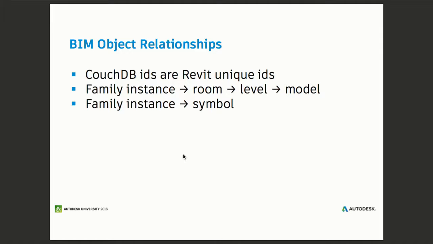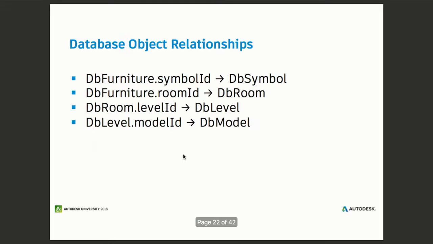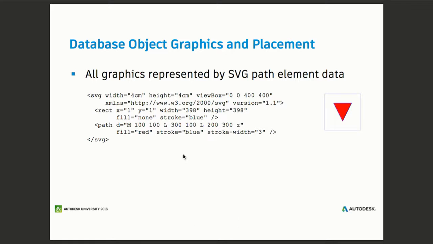And the family instance has references to two things, the room that it lives in and the symbol that defines its geometry. So I implement that with database classes representing those things, and with IDs, unique IDs, which are exactly identical with the Revit unique IDs. So all of that is very simple.